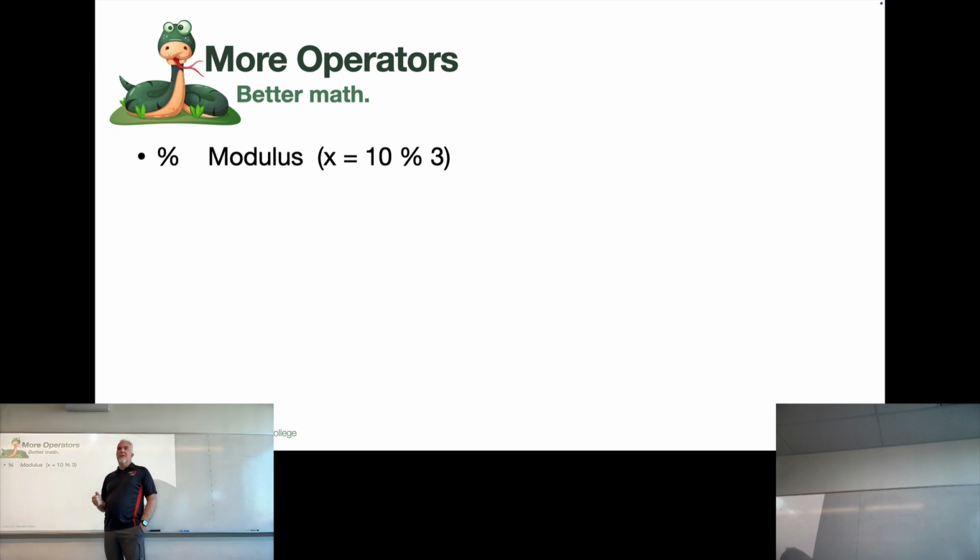And what it gives us is the remainder that I have left when I divide this by this. So it does the division, but all it gives me is the remainder. Okay? It's a little confusing, and you're wondering, why would I use that? It is surprisingly useful in all kinds of programming situations.